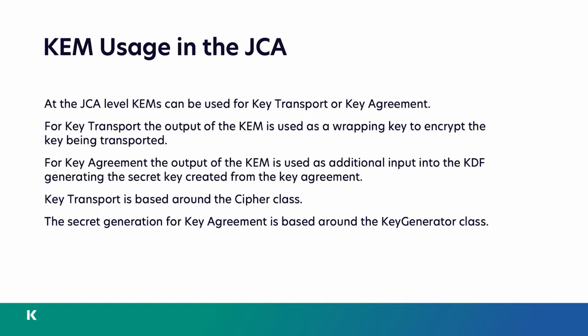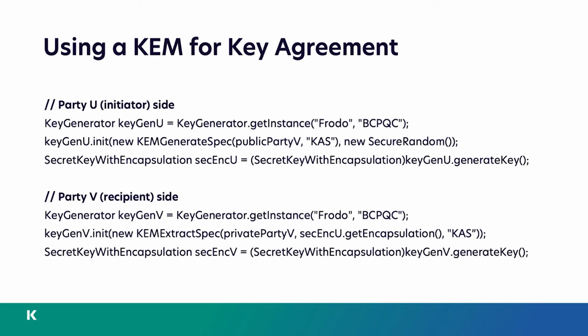Now, key transport is based around the actual cipher class, but generating the secret for key agreement is based around the key generator class. So when you actually have to use a KEM value for key agreement, we use the key generator to actually generate the secret. The reason for this is that it allows us to divide the KEM generate spec and extract spec into two single classes, and we can still form the pattern that we had before with the low-level API, where we basically get back a secret key with an encapsulation associated with it.